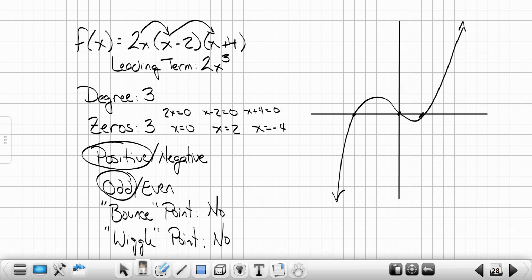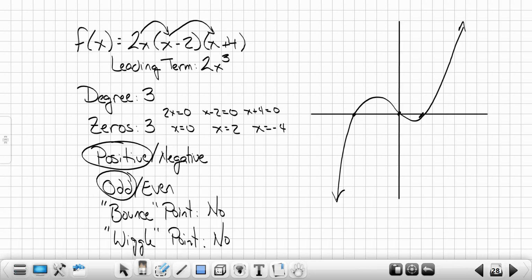Is that negative 4? Yep. That came from my zero. So since it's odd and positive, I start low, end high. I have to cross through 0, 2, and negative 4, and I have to connect all my dots. So in order to do that, start low and end high, because it's a positive odd.